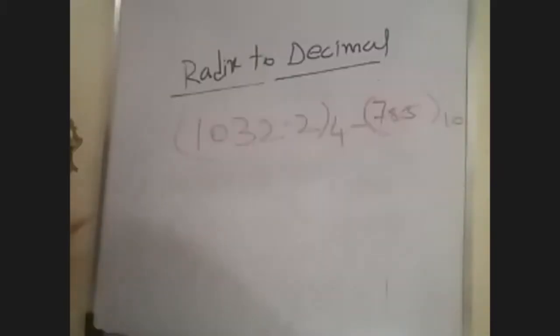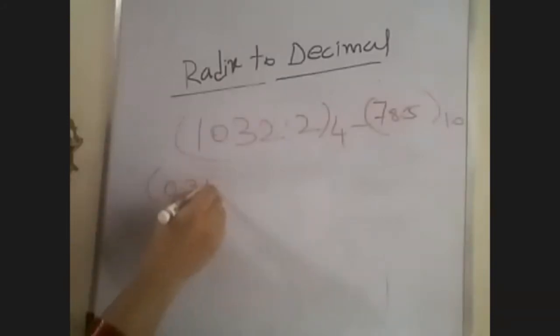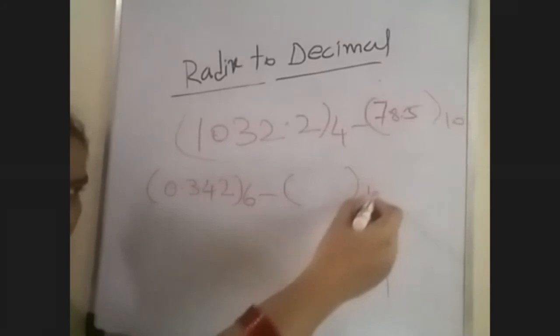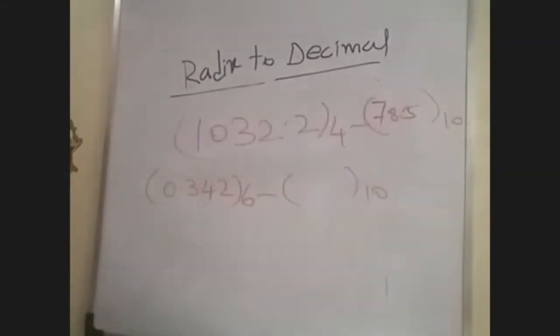And next, you can do one more example. 0.342 base 6 to base 10. 0.342 base 6 to base 10. What is the answer? 0.620, and 0.620369, like that the value will come.